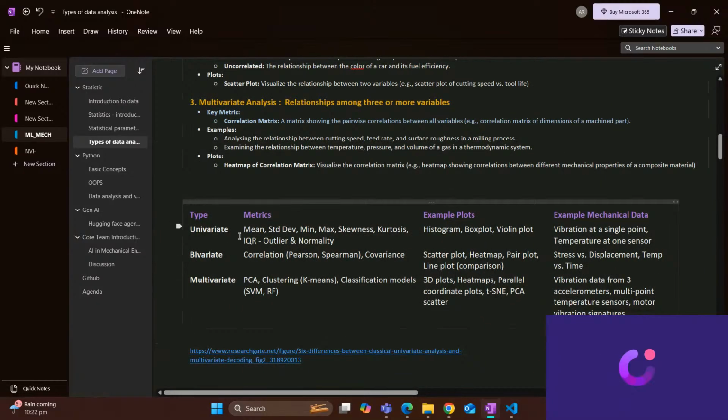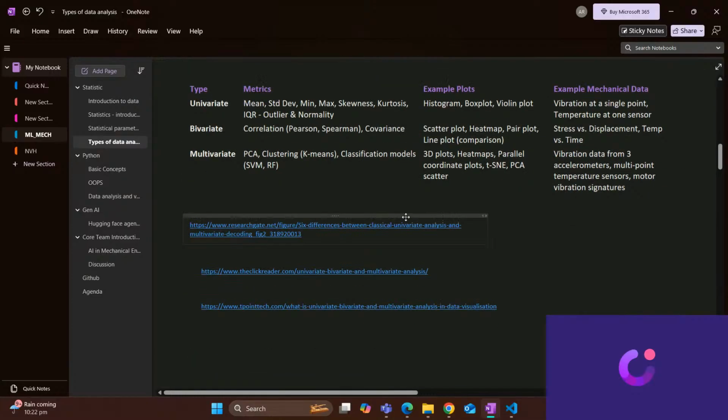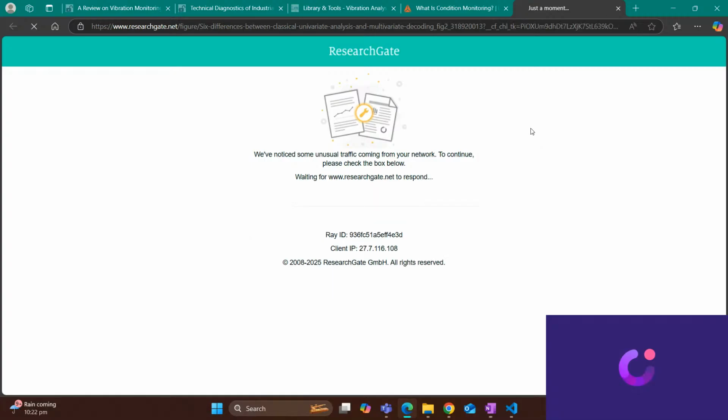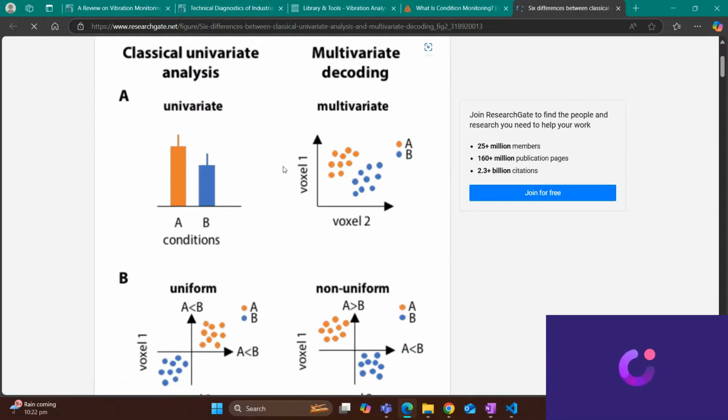What would be the metrics to analyze a particular data analysis technique, and what are the commonly used plots to analyze this behavior? These are certain examples of that. We'll go through certain exercises once you have understood. I think I had kept some links here. Yeah, so you can see here how it varies.